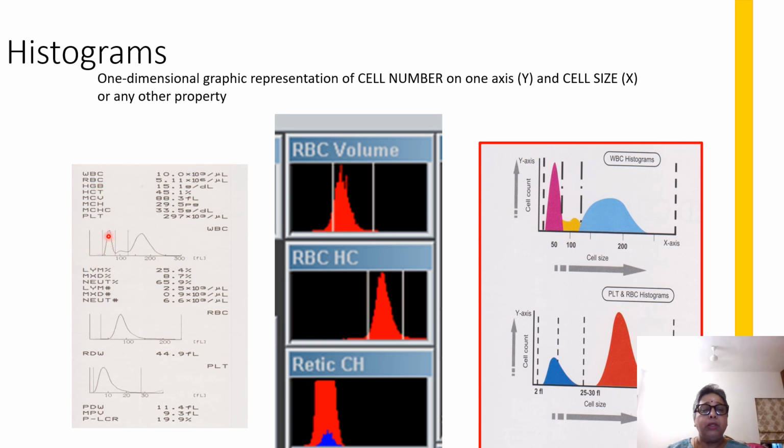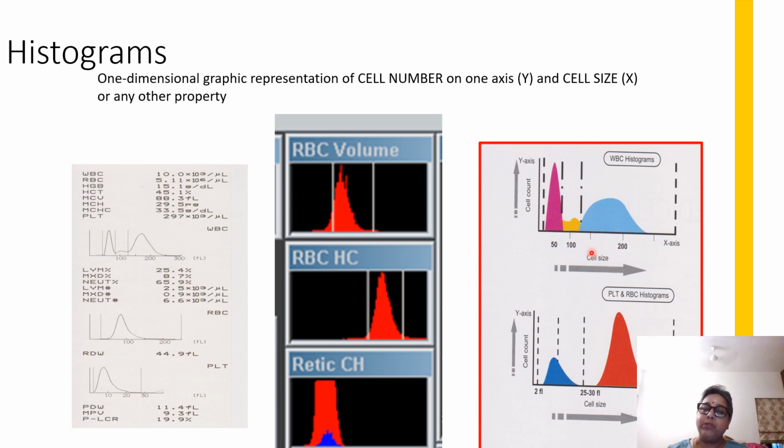So based upon the pulses generated by impedance, you will get a WBC histogram, an RBC histogram, and a platelet histogram, because all we're doing is counting the number and measuring the volume. So this is a one-dimensional graphic representation of the cell number on one axis and the cell size on the other axis. The height of this will tell you how many cells are there, and based upon the size, you will classify what kind of cell this is.